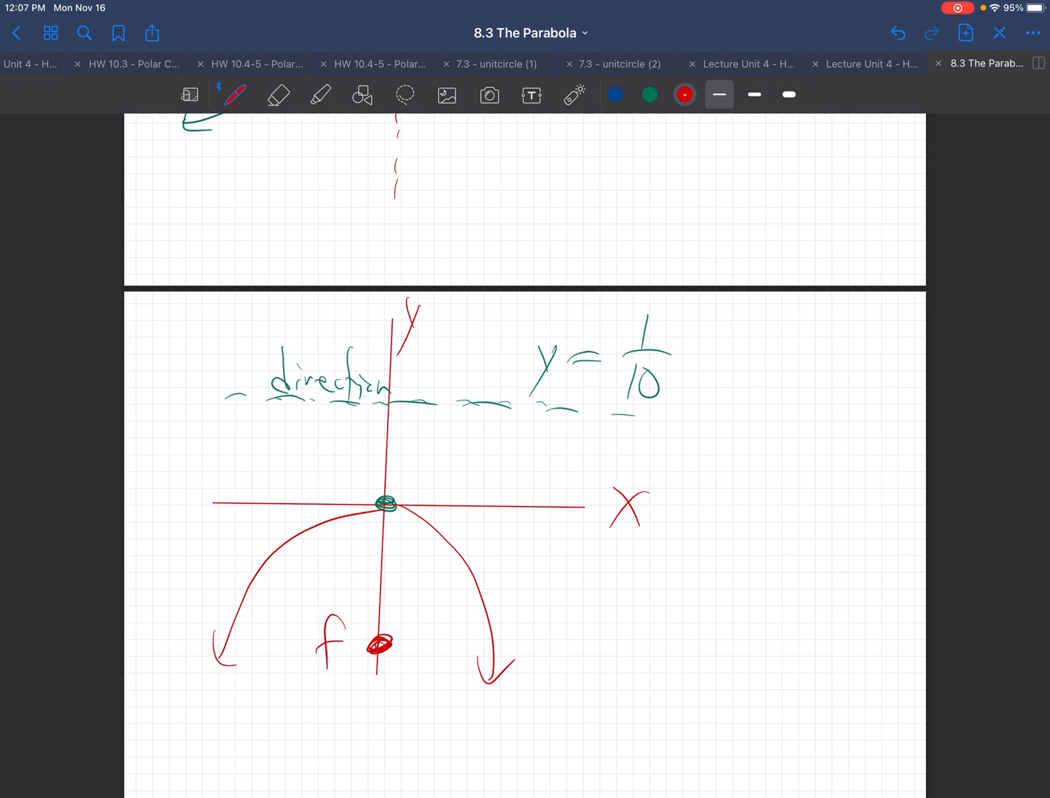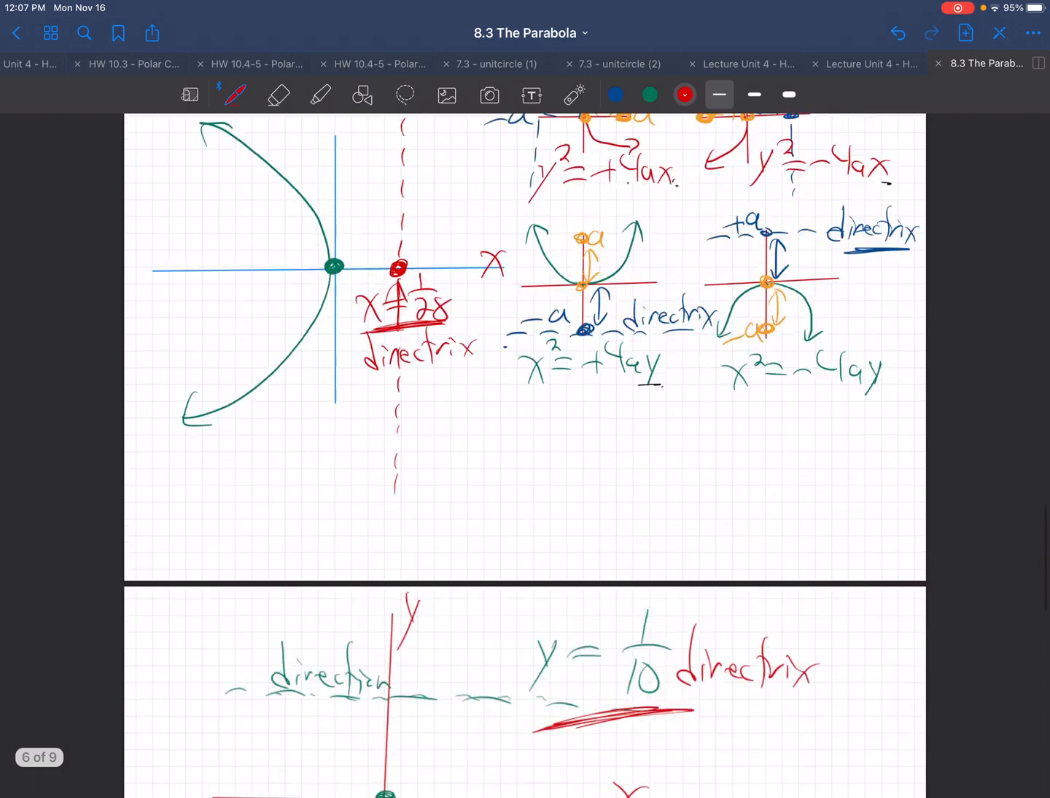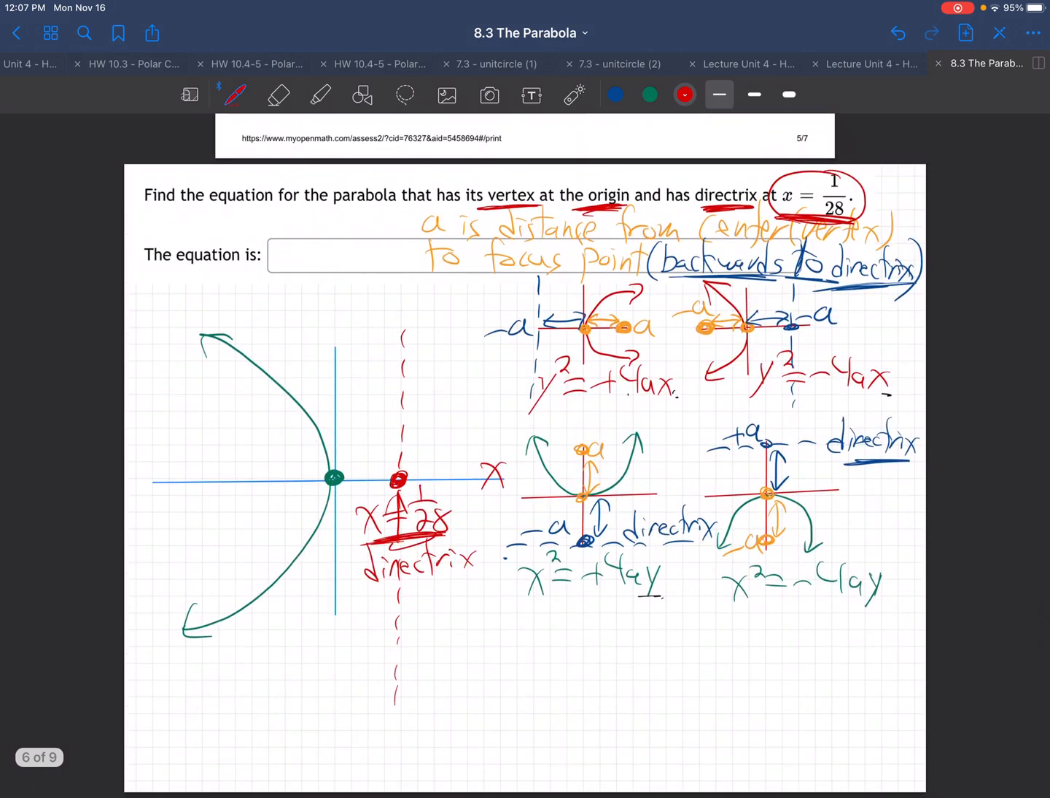So the focus point will be like there. If they'd given you y equals 1/10 as your directrix line, you might get that one on the randomness. I got x equals 1/28 for my directrix line, so my parabola goes to the left away from that. And the focus point is going to be right here. And remember, this distance and this distance are the same, aren't they? So if this is positive 1/28, this must be minus 1/28.